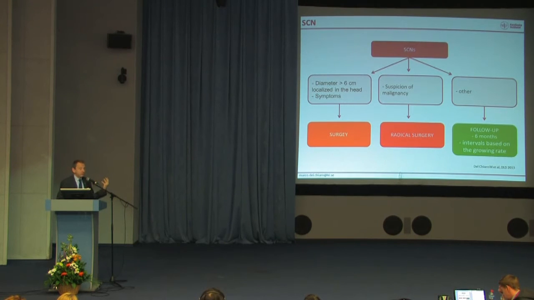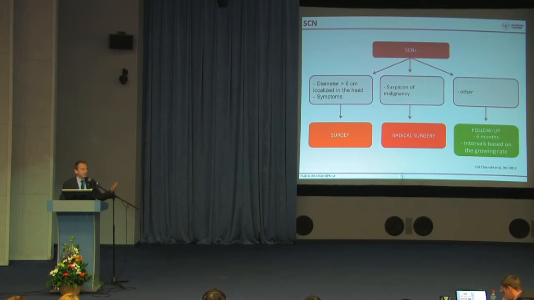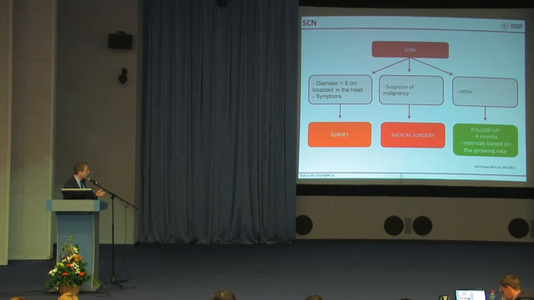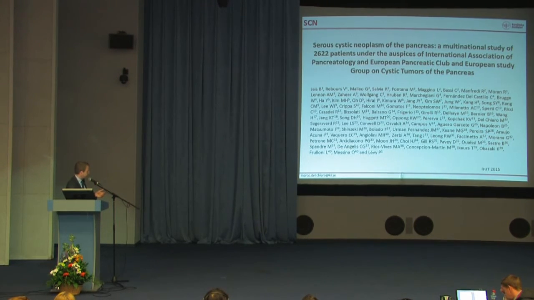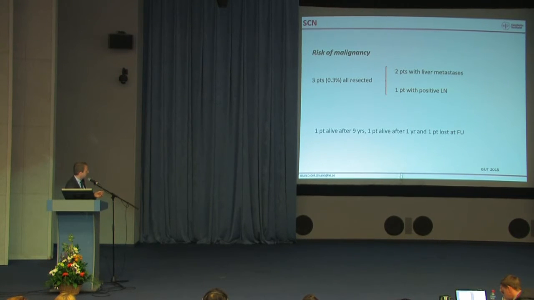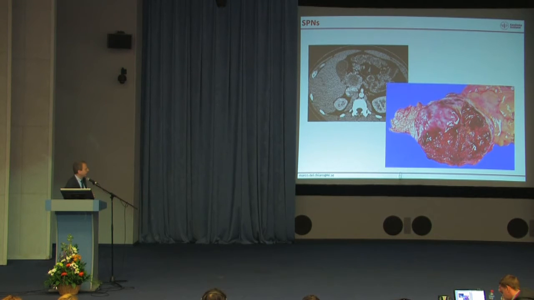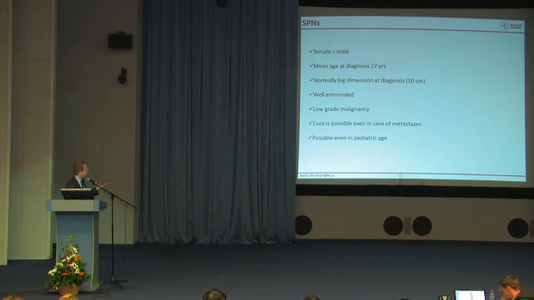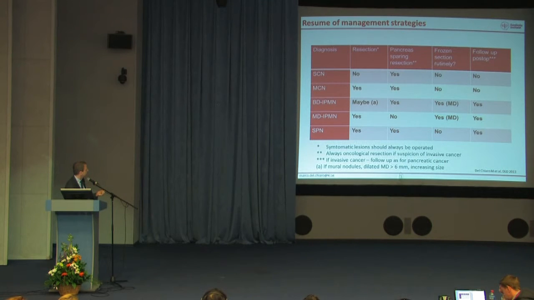So in those patients, probably surgery, if the patient is fit, is recommended when you have a core jaundice or cholestasis. In the other case, we can just completely forget, because after this study we did, again, I repeat, in the European study group and APC and IAP, the risk for malignancy in SPN is basically not significant, so it's a benign disease. Finally, SPN, we already told before, this can be a pediatric disease, big tumors, very good prognosis, so they should be resected always, even including locally advanced lesion.